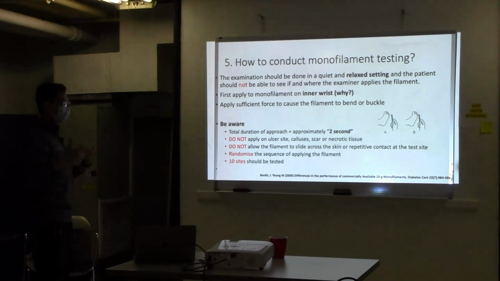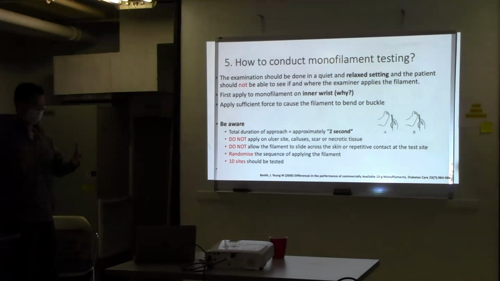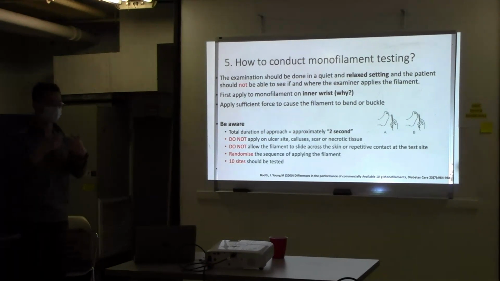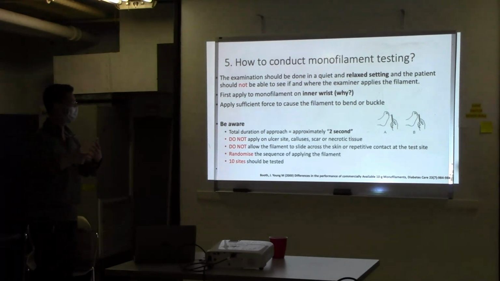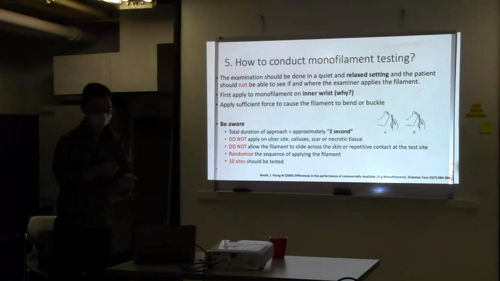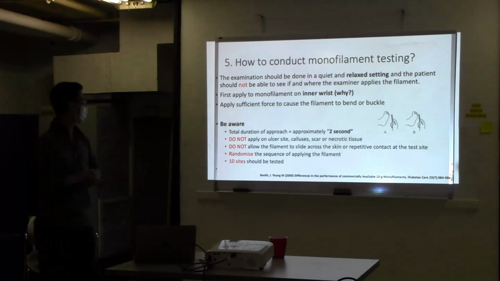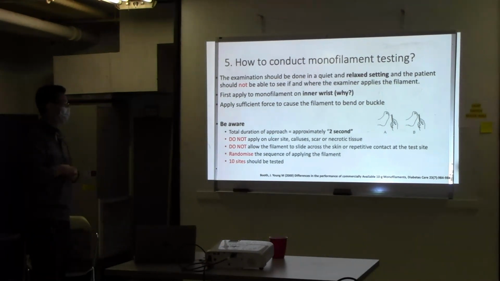Basically, you let the patient relax in a quiet setting, and you don't want them to see where you're pointing. You also want to initially start with the inner wrist, because you want to show them how it feels with the monofilament, and then you apply sufficient force to cause the filament to bend or buckle.